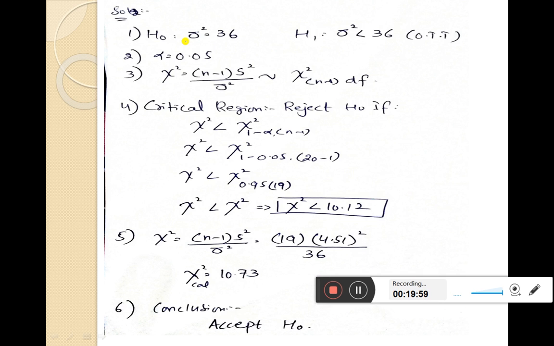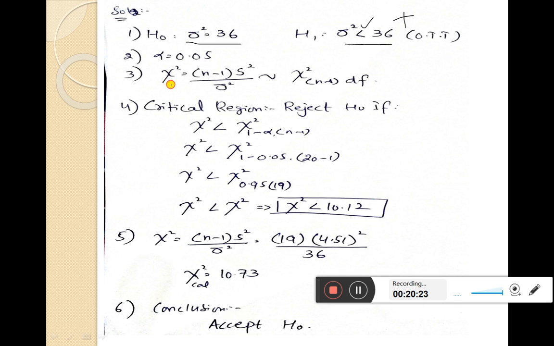As I told you, sigma variance is 36; the variance is less than 36, already given in the question. The question is again a one tail test. Under a one tail test, this time the less than sign means it will be a left tail test. But remember, under the left tail we will have the positive value. Step number 2, 0.05, the value of alpha.